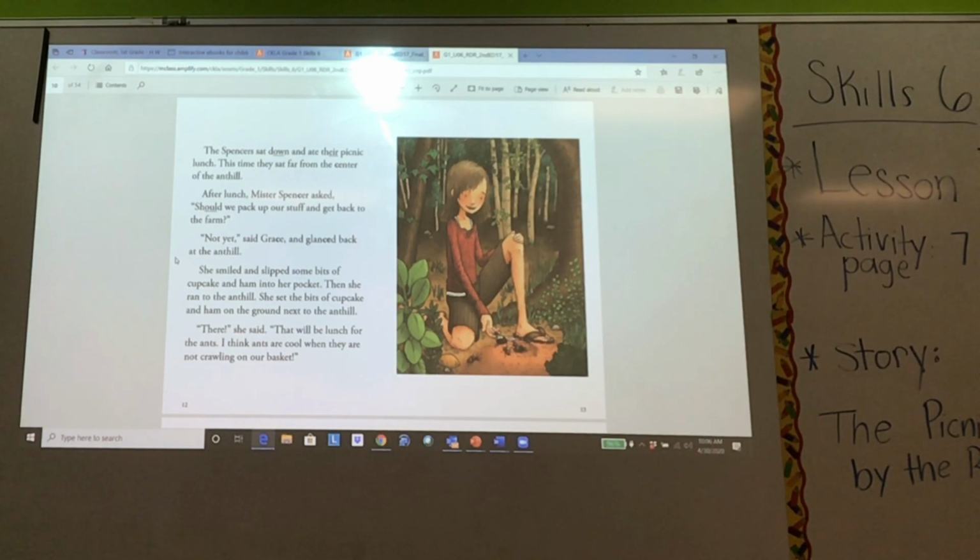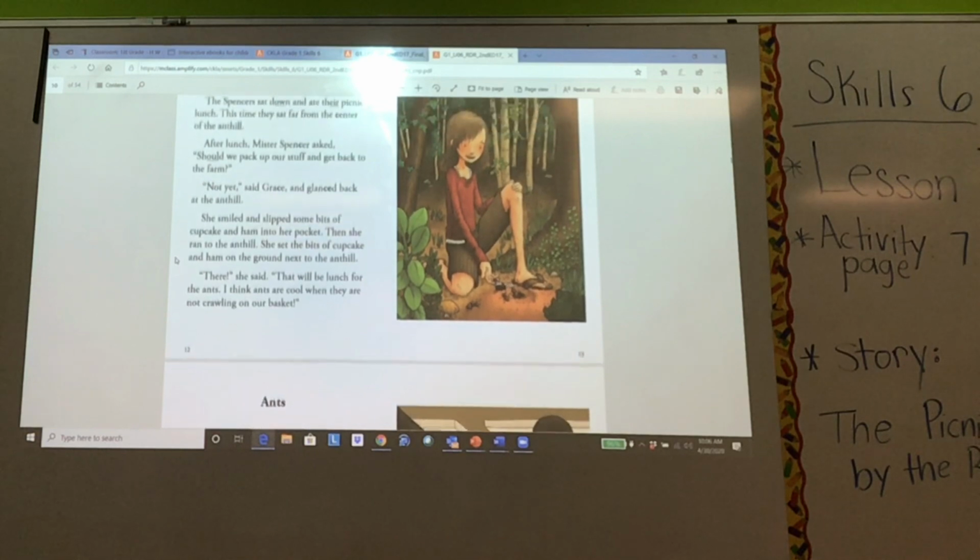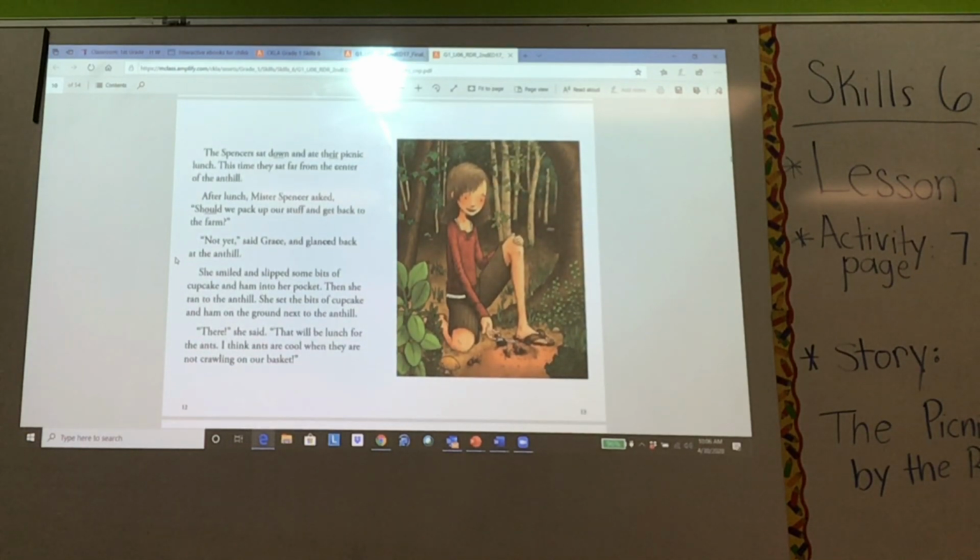"Not yet," said Grace, and glanced back at the anthill. She smiled and slipped some bits of cupcake and ham into her pocket. Then she ran to the anthill. She set the bits of cupcake and ham on the ground next to the anthill. "There," she said, "that will be lunch for the ants. I think ants are cool when they're not crawling on our basket." Ha ha ha. And that is our story today.